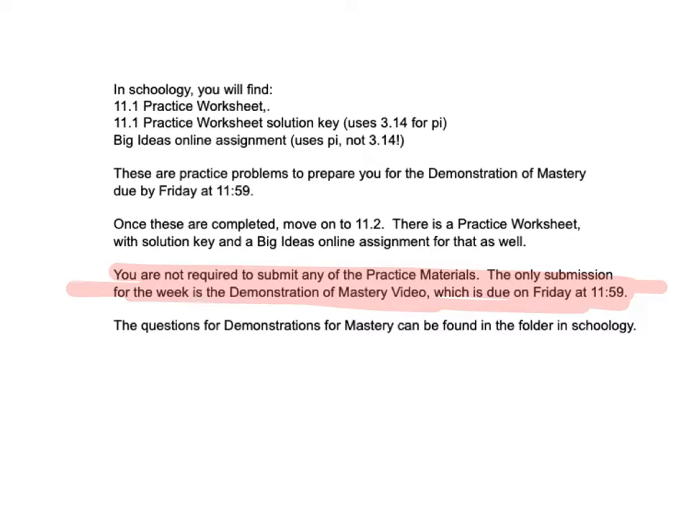Okay, so all of the practice things, all of this stuff up here is practice. There's not a submission box. There's nowhere that you need to do anything with it. Okay, so these are for your practice. Keep in mind, I can check to see if you've done Big Ideas or not. I do not put you in ICU for the practice stuff. The only thing you get put in ICU for is the demonstrations of mastery.